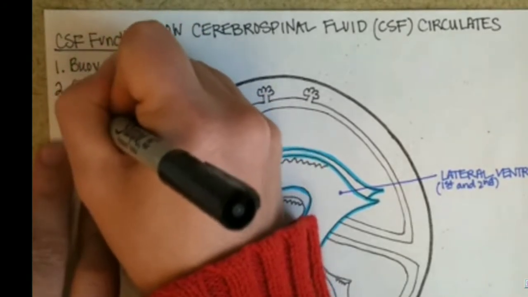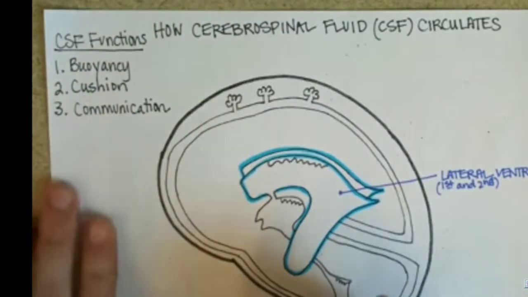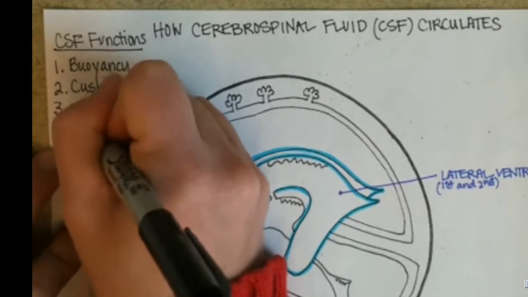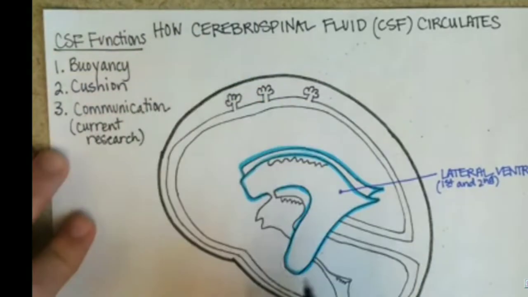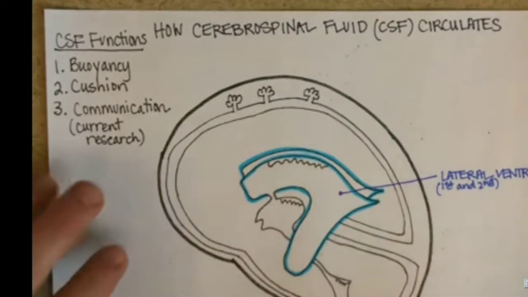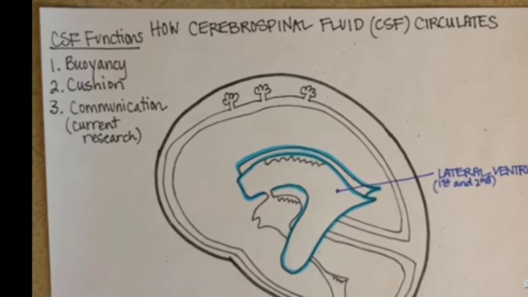And then a third role is communication. And this is an area of current research into what CSF does. Since it's going all around the brain, it's in a great position to spread hormones or paracrine signals that are going to tell different parts of the brain what to do. All right, so let's get back to the spaces that the CSF is filling.